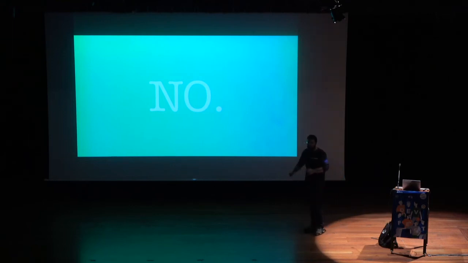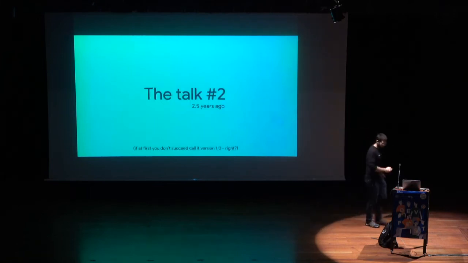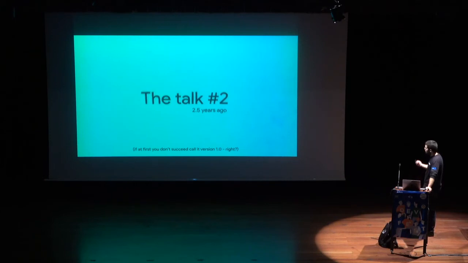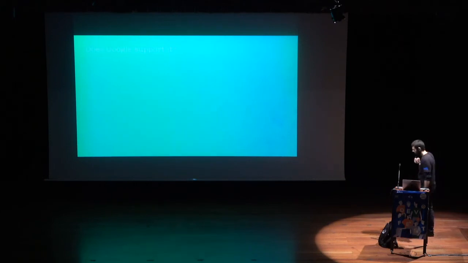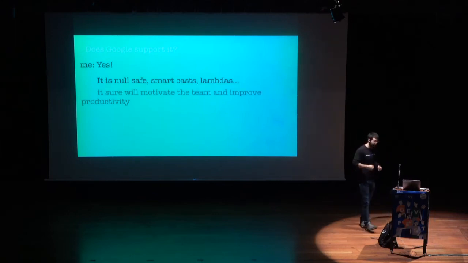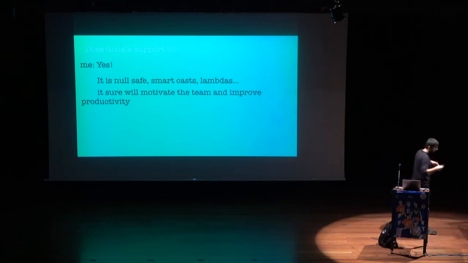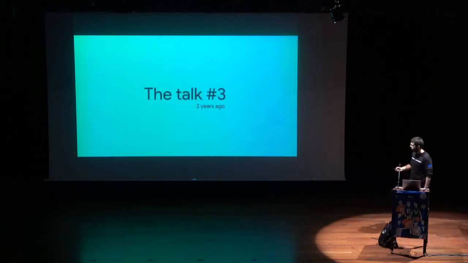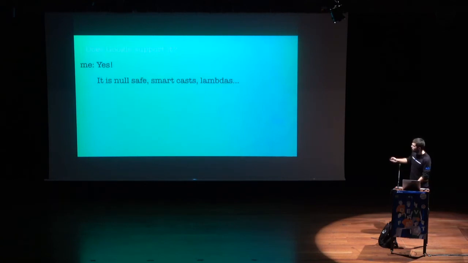But I tried to push it, I made some presentations, and in 2017, Google said, okay, we'll now support Kotlin. So this was another time I tried to push it. If at first you don't succeed, let's call it version 1.0. Does Google support it? Yeah! It's null safe, it has smart casts, lambdas, all the technical stuff that only a couple of people on the team understand, not the management. But I sure will motivate the team, it will improve productivity, it's really concise, everything cool. Oops. Yeah, it was really cool.